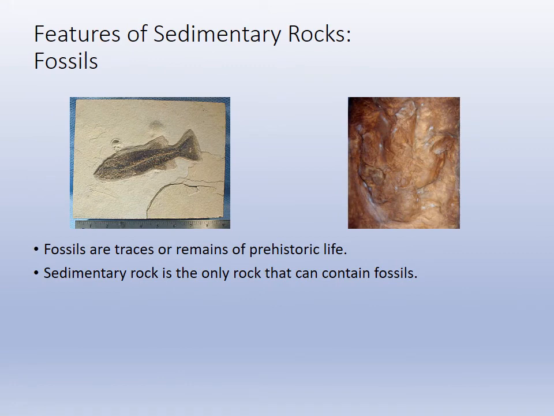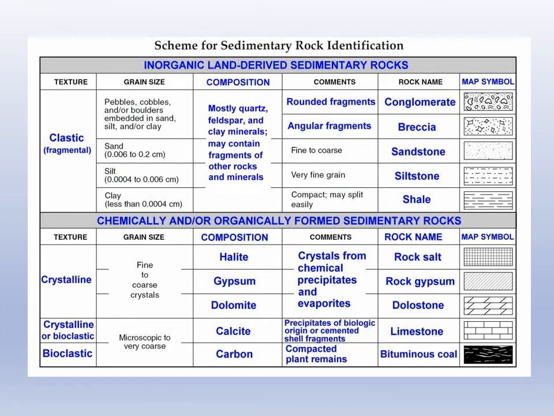Fossils can be found in sedimentary rocks. So if a rock has a fossil, it is a sedimentary rock for sure. This chart is how we identify them. Whether they're clastic, pieces of rocks cemented together, conglomerate, breccia, sandstone, siltstone, or shale, depending on what's glued together. Whether they are chemical or fossiliferous. You use those observations to determine the name of the rock.